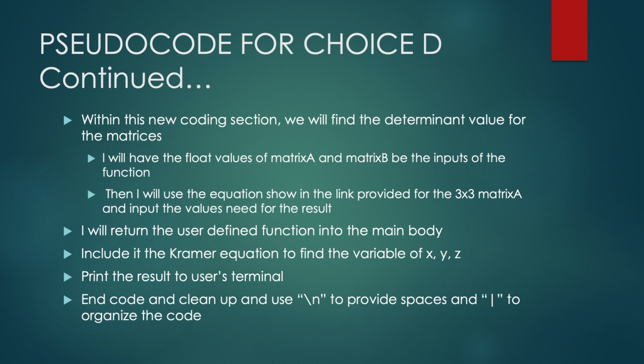To print the results on the terminal, we have to use a printf function, and it will give the users the answers to x, y, and z. We will end the code and have to clean it up as we did with choice B, where we use the \n and the printf function to give it more space between the terminals, and we will use the absolute value bar to organize the matrices, and that's the end of choice D.